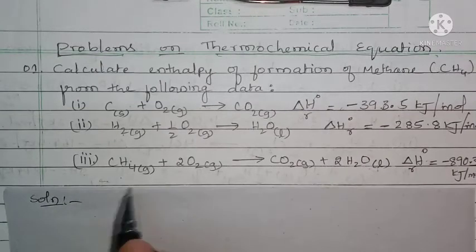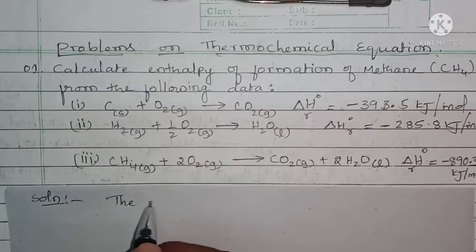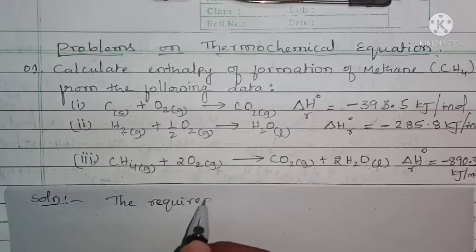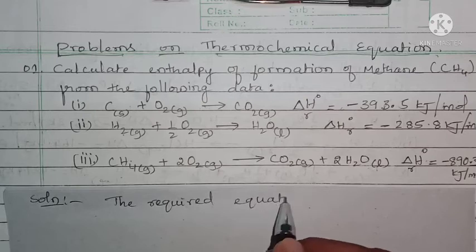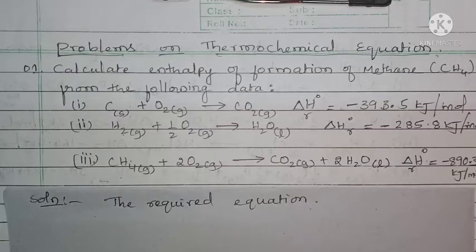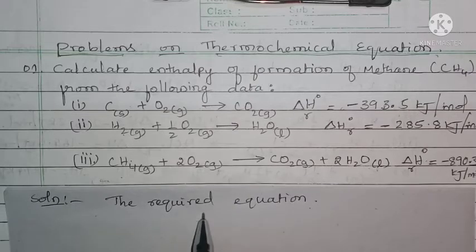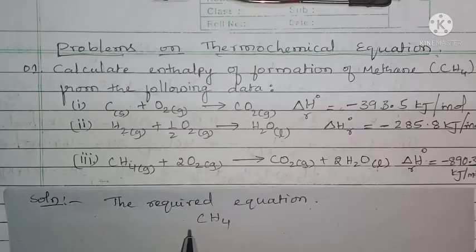First, I have to write the required equation. How to write the required equation? We know that the molecular formula of methane is CH4. It has 1 carbon and 4 hydrogen atoms in one molecule. For the formation of this methane, I require 1 mole of carbon and 2 moles of hydrogen. The combination of these two will give 1 mole of methane.